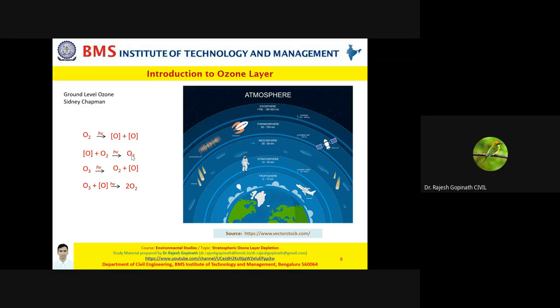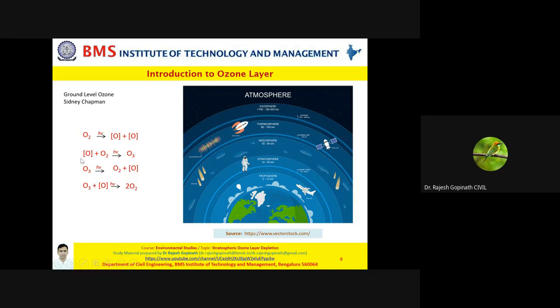important in the presence of your ultraviolet radiation. In the presence of ultraviolet radiation, there is formation of ozone taking place. How does it happen? Look at the second reaction. In the presence of ultraviolet radiation, when your atomic oxygen reacts with oxygen, it results in the formation of ozone.